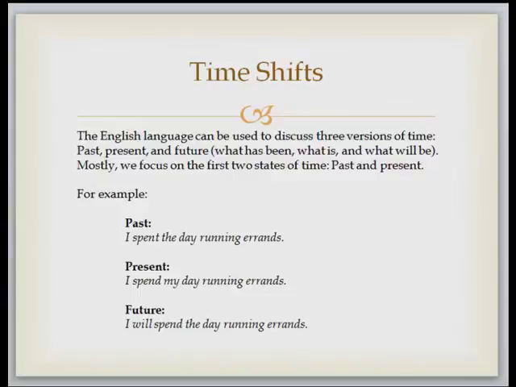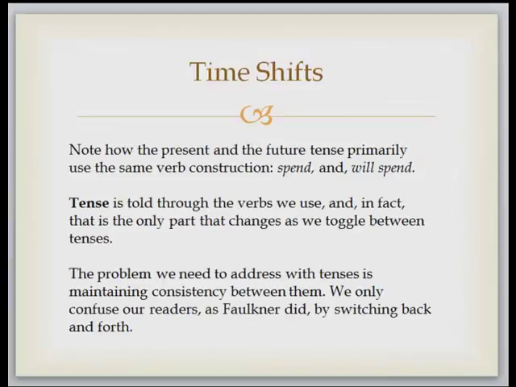So mostly we say, for example, past: I spent the day running errands. Present: I spend my day running errands. I'm doing that currently. Or the future: I will spend the day running errands. That's what I'm going to do. Maybe you're sitting at a breakfast table and you're saying, oh, what are you going to do today? Well, I'll spend the day running errands. We don't typically talk about that in essays, so we're going to spend a little less time on future tense and mostly focus on past and present tense. Note how the present and future tense primarily use the same verb construction. This is another reason why we'll focus more on the past and present tense.